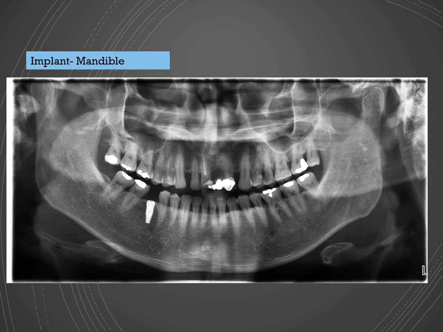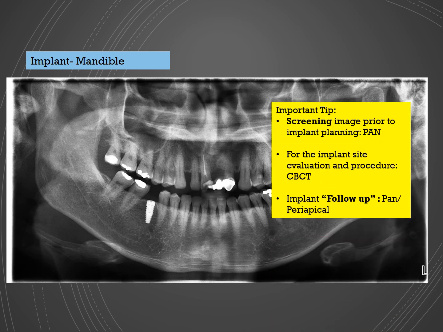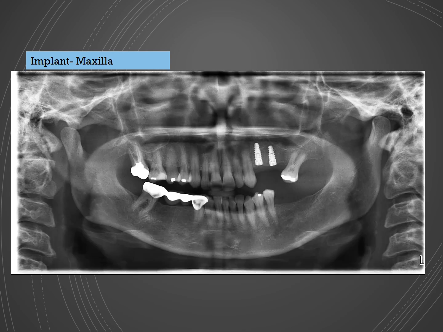Implant placement, again, panoramic radiograph acts as a scout image or a preliminary image that you would want to do before placing the implant. There are important tips that you need to know. Screening image prior to planning implant should be a panoramic image. For implant site itself evaluation procedure, the preferred imaging methodology is a CBCT, and for follow-up of the implant, panoramic or periapical radiographs can be taken.